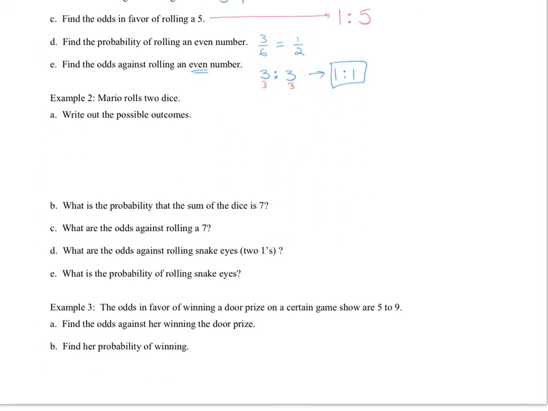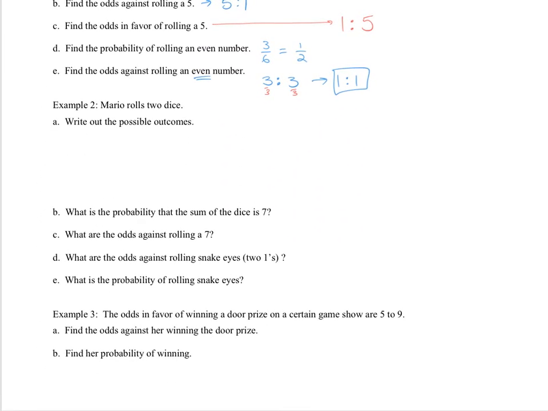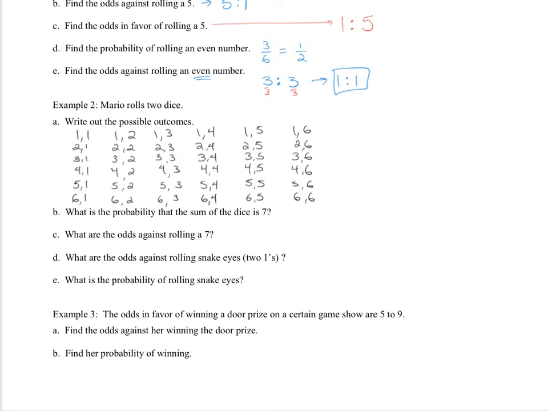All right, next example here. Mario rolls 2 dice. Write out the possible outcomes. So I'm going to pause the video and put them all on here at once so you can see how this is going to work. So here are all the possible outcomes for rolling 2 dice.